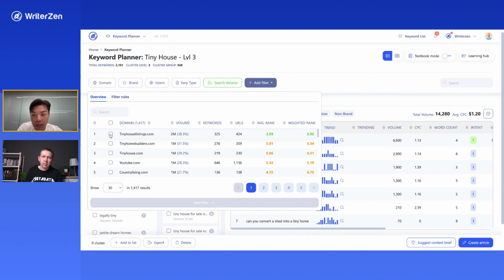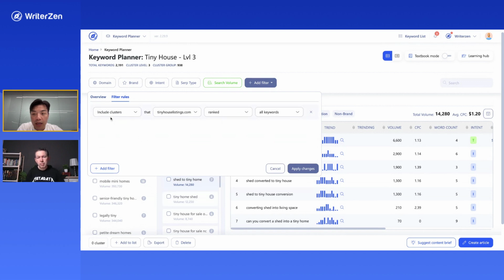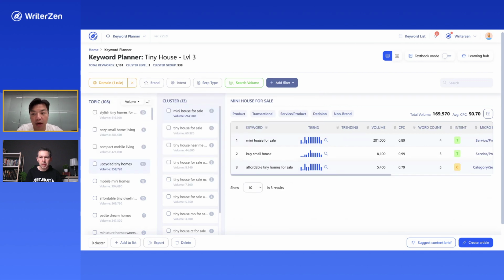For example, you can click on tiny house listing. From here, you can click add filter for one domain. Include clusters that tinyhouselisting.com ranks for, meaning that they rank for any keyword. So then any of the keywords that they rank for, show the cluster. That's the first thing you can actually look for. Click apply, and now these are all of the keywords and all the clusters that they're ranking for, right?